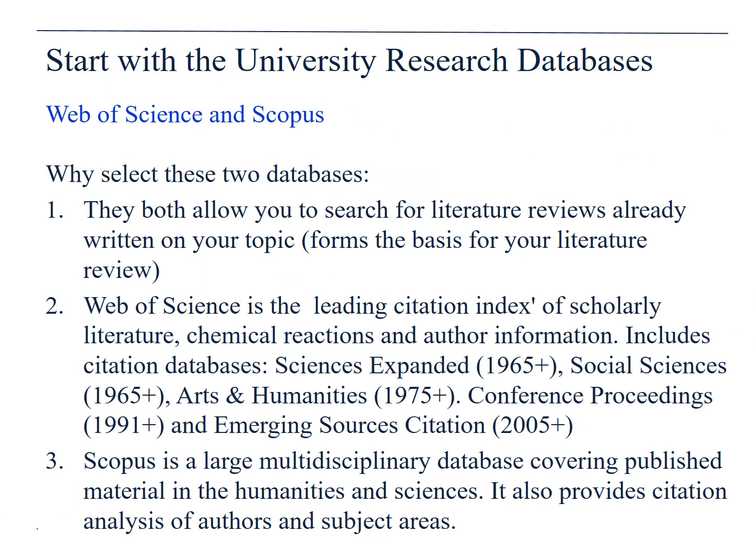Always best to start with the university research databases. So Web of Science and Scopus are the two that I'm going to demonstrate today. They both allow you to search for literature reviews that have already been written on the topic, which can form the basis of your literature review. Web of Science is known as one of our leading citation indexes for scholarly literature, and Scopus is a large multidisciplinary database covering a lot of published materials. They are great databases to start your literature review.